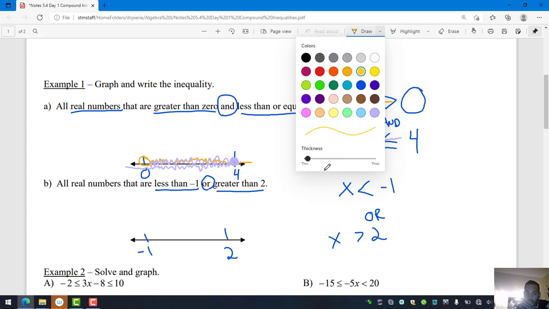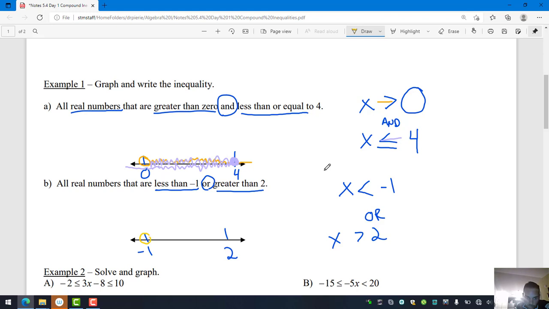X could be less than -1. If it's less than, it's going to be an open circle, and the arrow is pointing to the left, so I'm going to shade to the left. Okay, it could be any numbers that are way, way to the left here. Numbers like -2, -3, -1,000,000. All of these numbers classify as numbers that are less than -1.